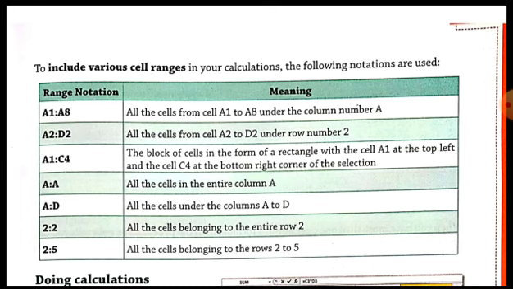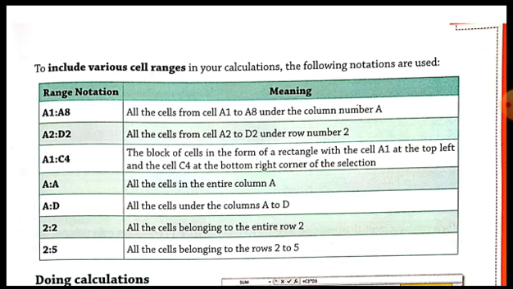Okay, then A:D means what? All the cells under the columns A to D. So if you are not specifying the row number, then it means that we want to refer to the whole columns. A:D means all the cells under the columns A to D, irrespective of the rows. All the rows will be counted here.